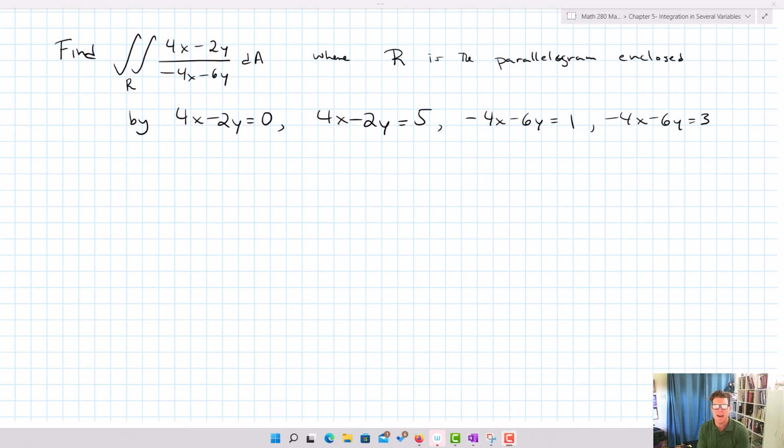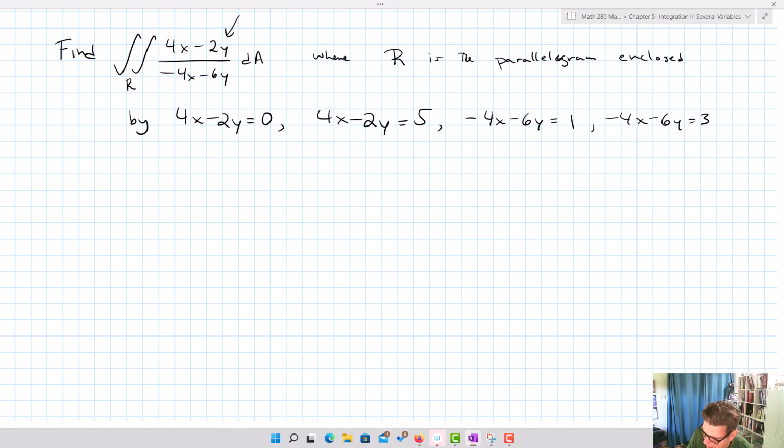All right, so now let's take a look at another example. Let's suppose we want to find the integral over the region R of (4x minus 2y) over (negative 4x minus 6y) dA, where R is the parallelogram enclosed by, and here are the sides: 4x minus 2y equals 0, 4x minus 2y equals 5, negative 4x minus 6y equals 1, and negative 4x minus 6y equals 3.